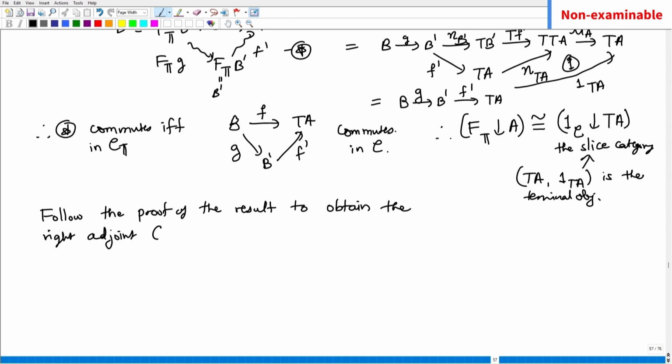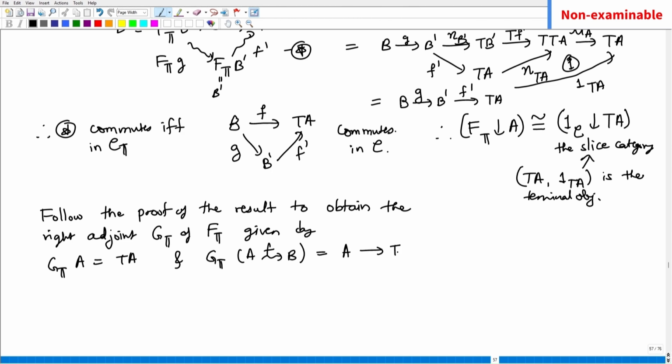G_T of F_T, given by G_T of A equal to TA, and G_T of A wiggly arrow F is equal to, well, this is actually a morphism from A to TB. So F is a morphism from A to TB, so I should do TF and then follow it up with mu B. Okay, so this is our G_T.